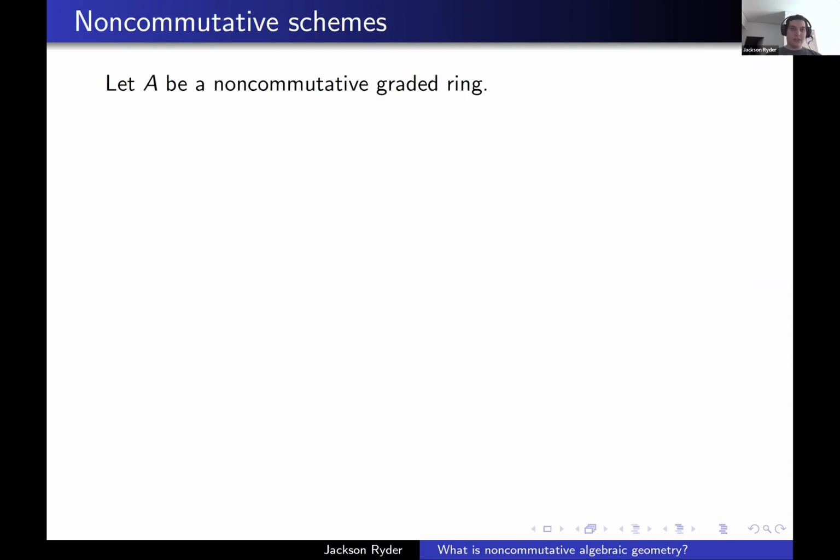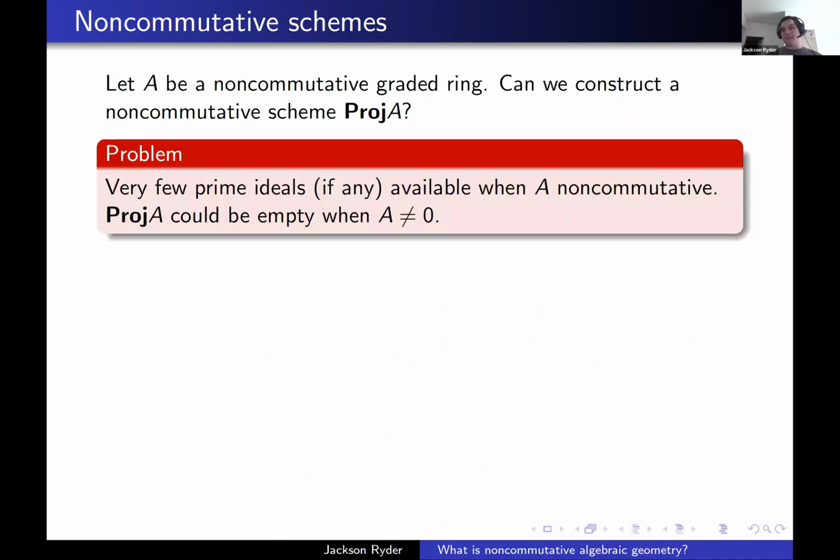So let's move on now, and let's talk about some non-commutative schemes. We're going to shift now, and we're going to take a non-commutative graded ring. And it's natural to ask, can we just do Proj of this non-commutative ring? And I guess you can, but when our ring's non-commutative, we don't have many two-sided ideals floating around, if we have any at all. So if we have a non-zero non-commutative ring, the Proj of this ring could be empty. Okay, so that's the main issue that comes if we try and just do the same commutative algebraic geometry techniques with a non-commutative ring.